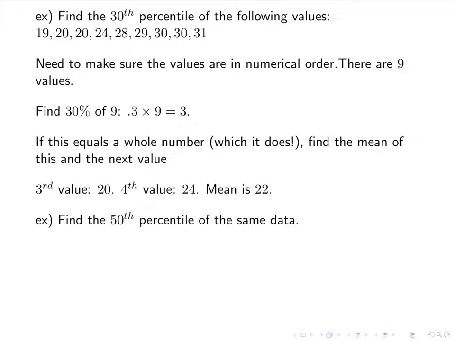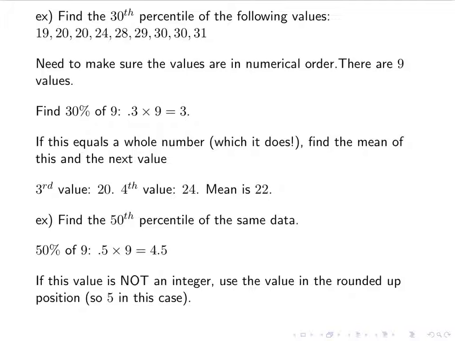As another example, let's find the 50th percentile. So 50% of 9 is 0.5 times 9, which is 4.5. This value is not an integer. And if it's not an integer, we use the value in the rounded up position. So 4.5 rounds up to 5, so we take the fifth value, which is 28. So 1, 2, 3, 4, 5, the fifth value is 28. Half of the numbers are equal to or below 28, and half the numbers are equal to or above 28.